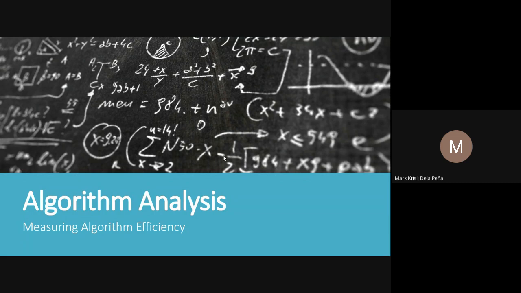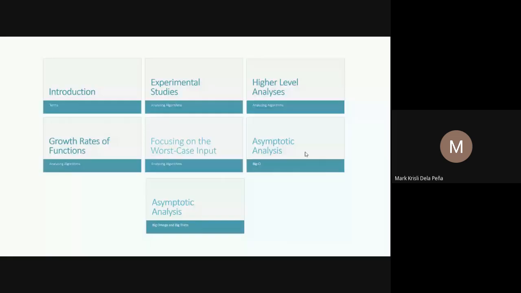In this lecture, we will have 7 different topics. The first one will be introduction. We'll be discussing some terms. Then we'll go to defining an experimental study and some higher level analysis.